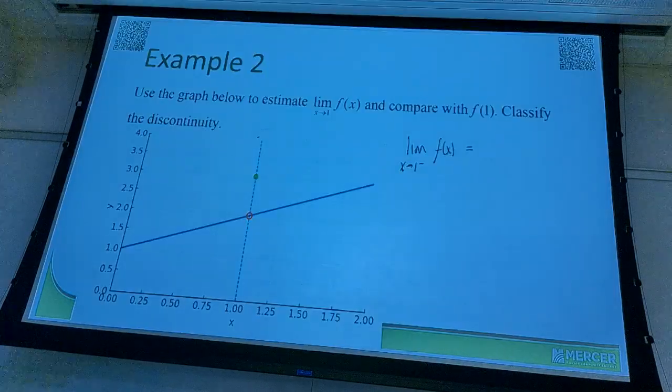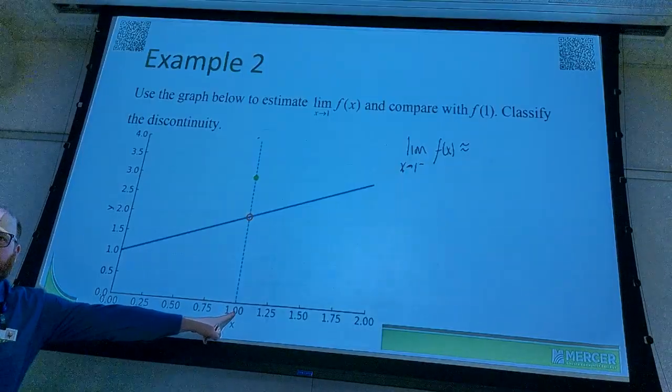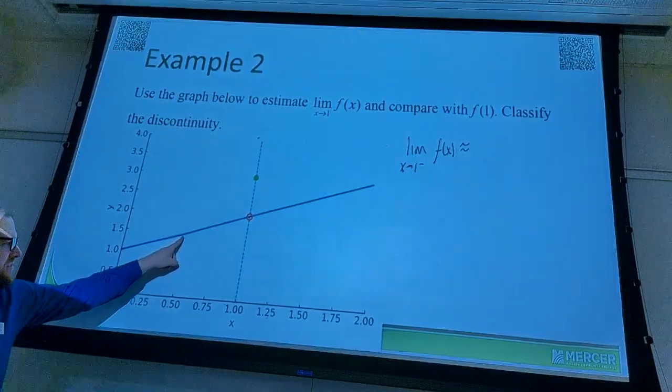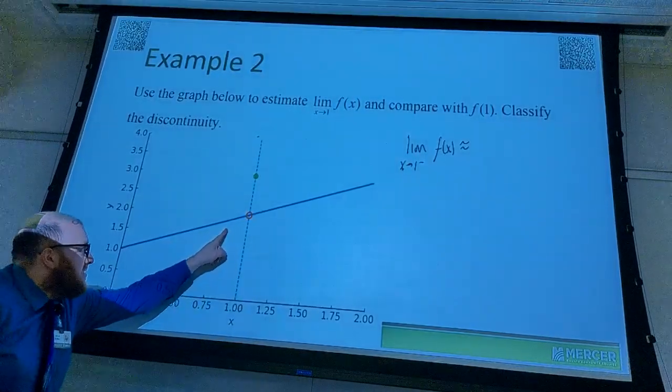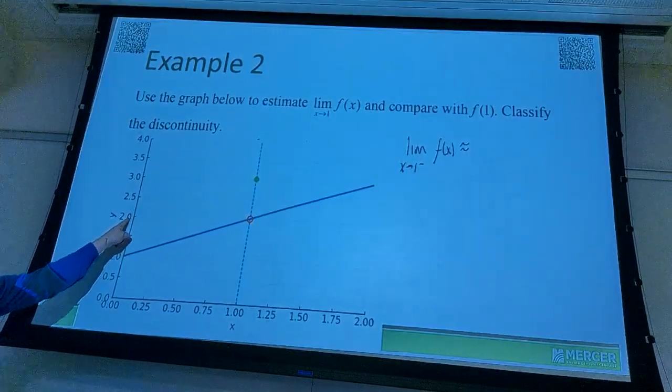I'm just going to write equals. I'm too lazy to do anything else. I guess I could do the squiggles. Here's x equals 1. Trace it. What value does it appear to be approaching? 2. 2.0.